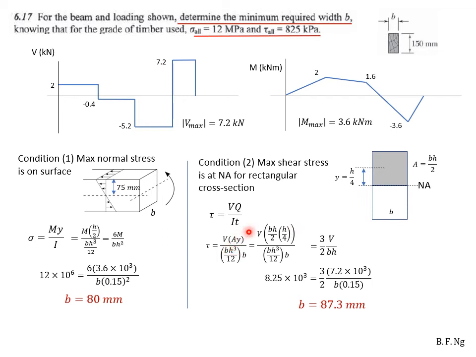Now, we just need to manipulate the equations, substitute in the known values for Q, which is A times y, I, which is bh cubed over 12, and subsequently we manipulate the equations and we arrive at this form, which is 3 over 2 V over bh. We substitute in the known values and we find that b equals 87.3 mm. We now have two dimensions, and for cross sections we will normally choose the larger one, which is 87.3 millimeters.